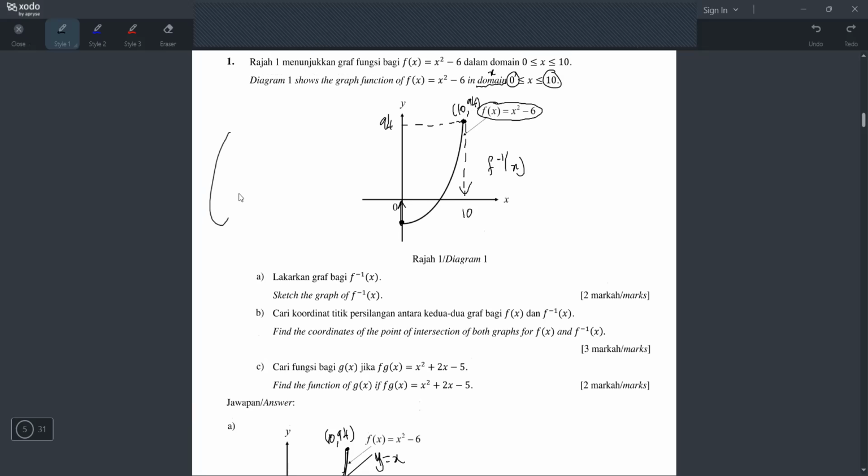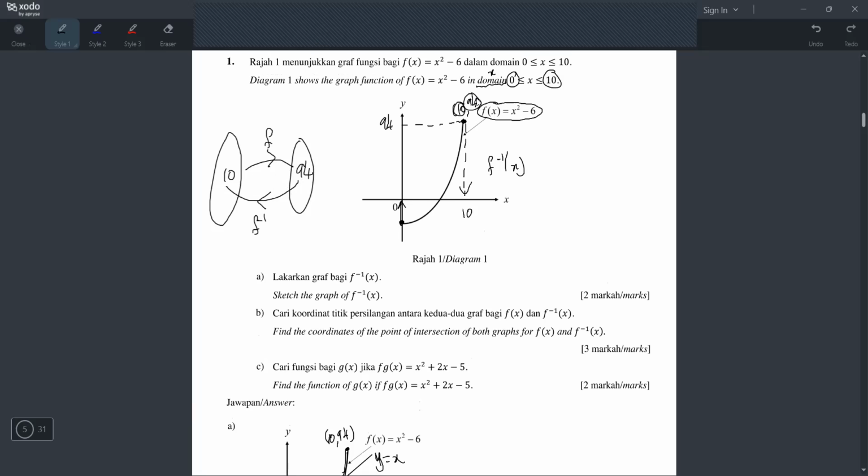Because if I give you something like this, when the object is 10, the image is 94, and I tell you the function here is F, then if my arrow is going in reverse, what is this? This is F inverse, right? It means F inverse is actually what? You will reverse your object and image, which means you are actually reversing the x coordinate and the y coordinate.